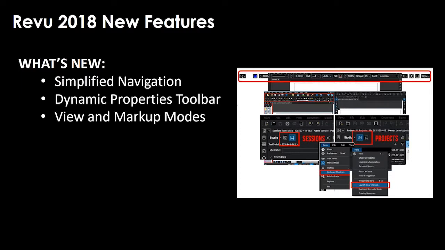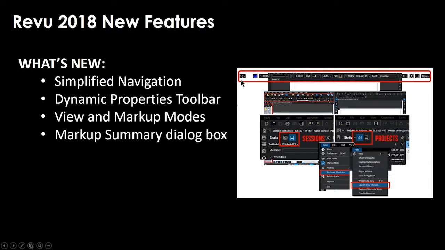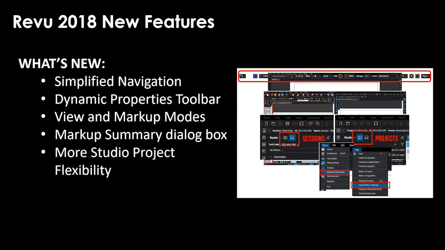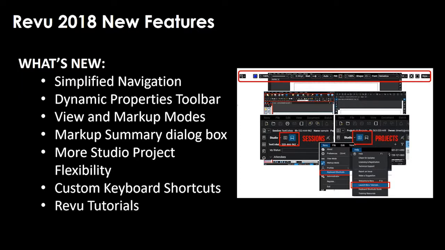there's an option to switch between Markup, which is paid for, and View, which basically is the former free version of the software. The new markup summary dialog box has changed a bit when you're ready to export markups. Again, much more flexibility in projects in Bluebeam Studio, the ability to keep uploading projects or opening files from multiple projects. Keyboard shortcuts: for all of you who've been begging for keyboard shortcuts, Bluebeam added that in. And tutorials, so there are some tutorials at the beginning, which will be listed under the Help dropdown.